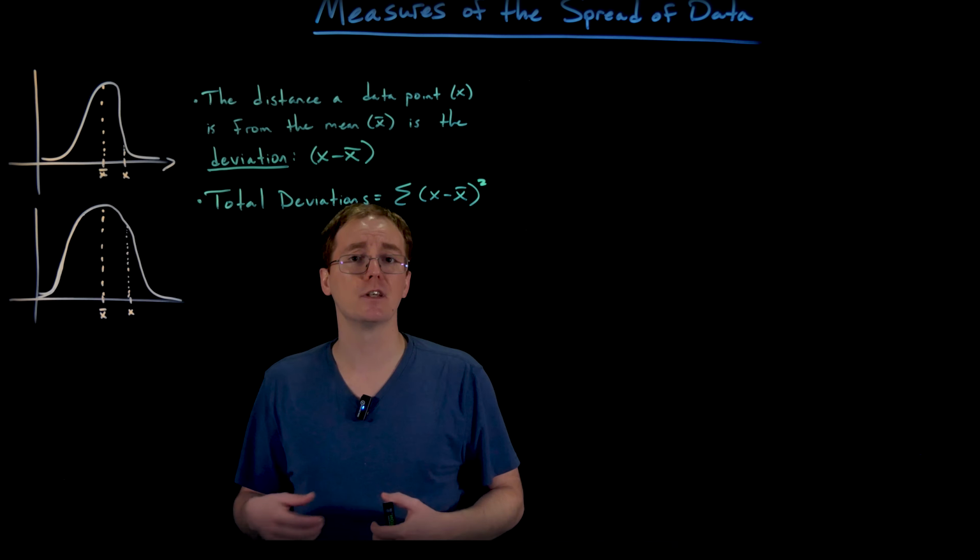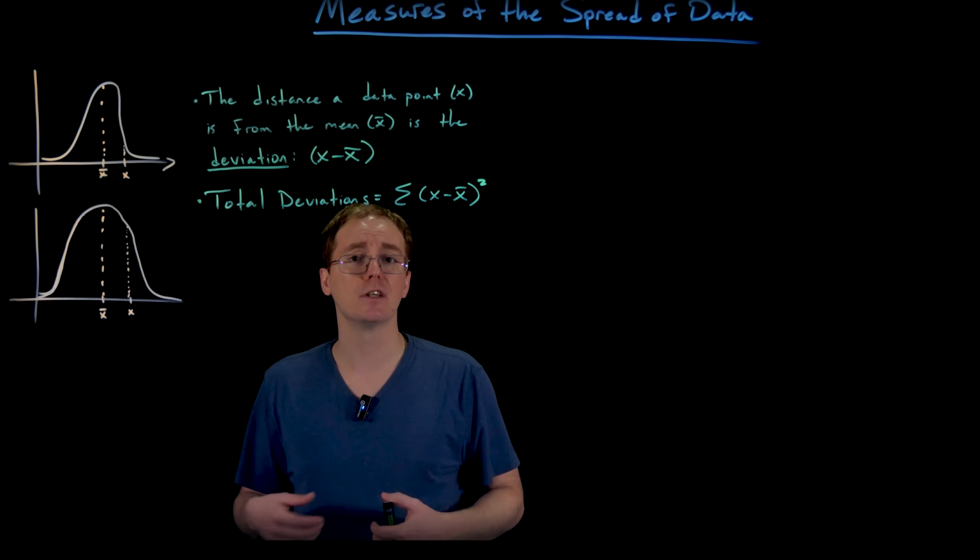However, that can sometimes be hard to work with on its own, especially if we're trying to compare different data sets against one another. Because what if one data set only has a sample size of 10, while another data set has a sample size of 100? Then we're adding up a lot more values in the data set with sample size 100 than we are in the data set of size 10.